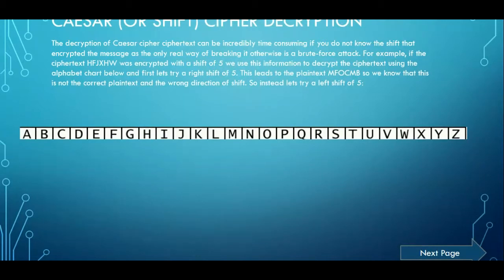So what we're going to do instead, we're going to try a left shift of 5. Let's see if that works instead. So left shift of 5, so let's give it a go. So H, so 1, 2, 3, 4, 5. So our first letter is C.